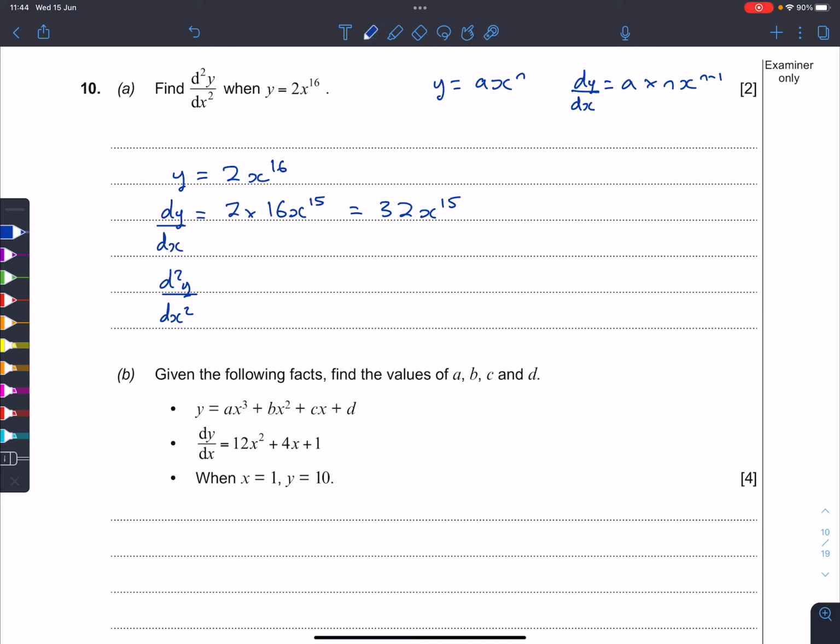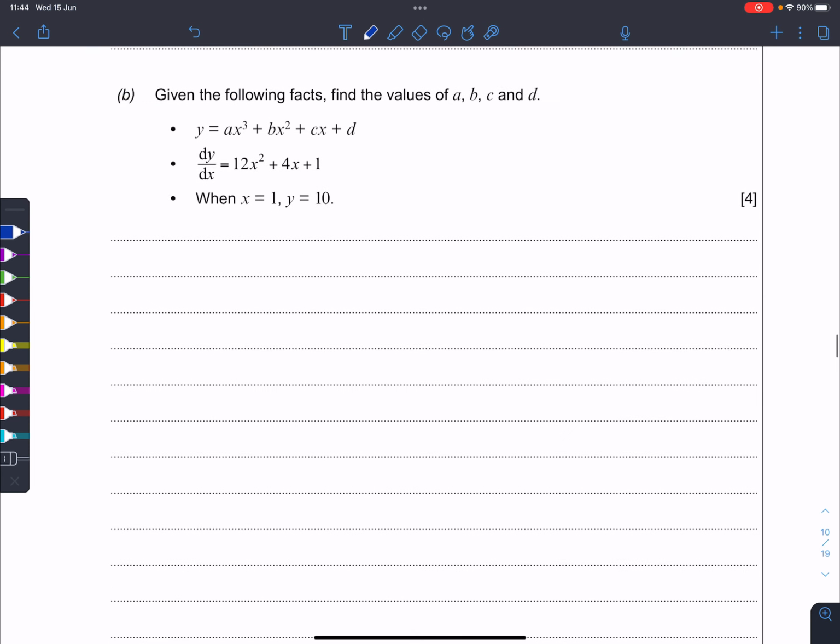So this will give me 32 lots of 15x to the 14. So let's just do 32 times 15 on my calculator, which is 480. So I have 480x to the 14. And that's my second derivative.